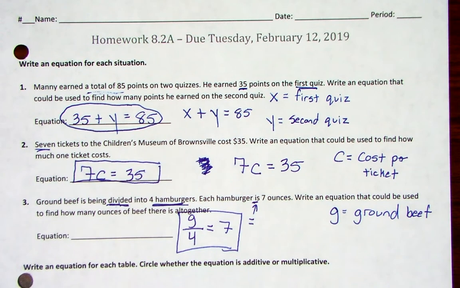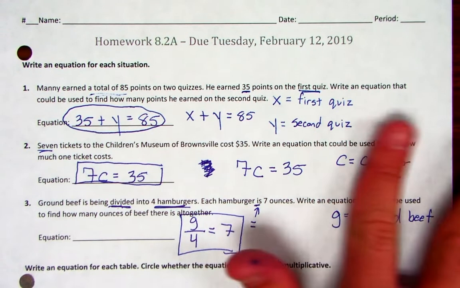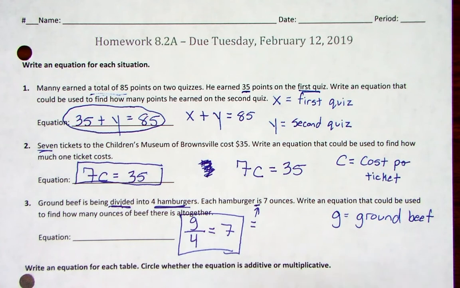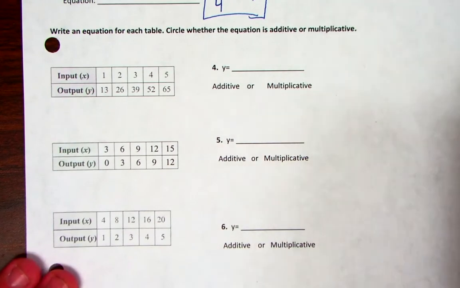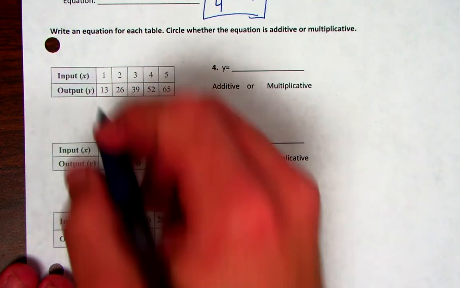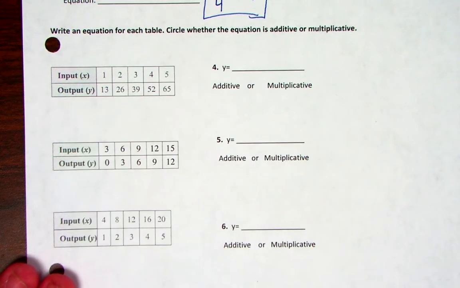Alright, so once again, don't worry so much about these top 3. This is what we're going into in the next unit. Alright? This is the part that you need to know for your test this Thursday and Friday. Now, we are going to be creating an equation from a table.